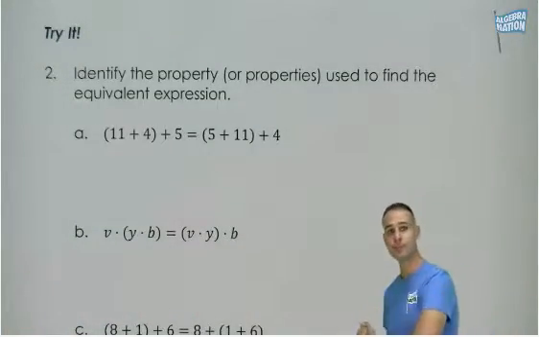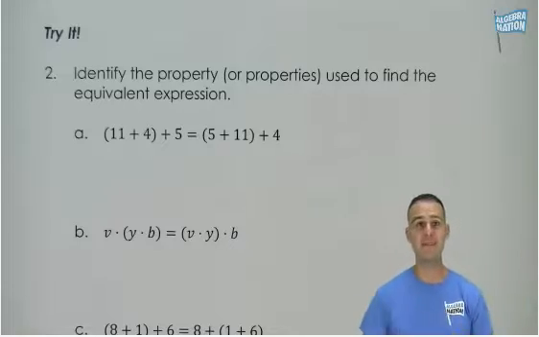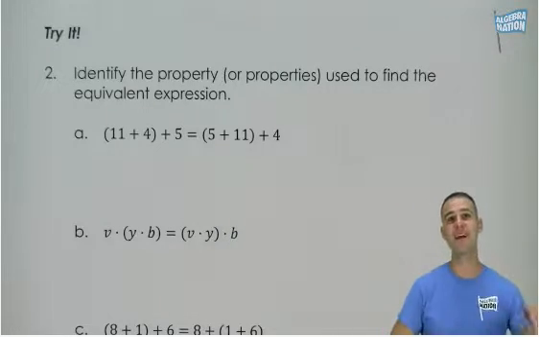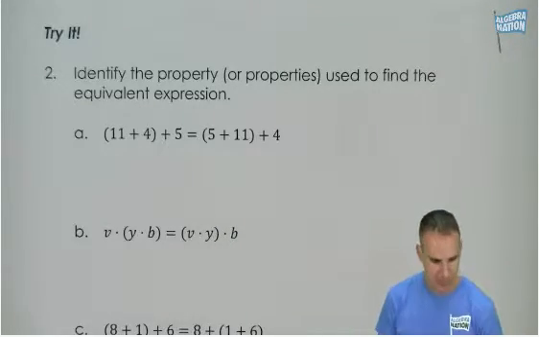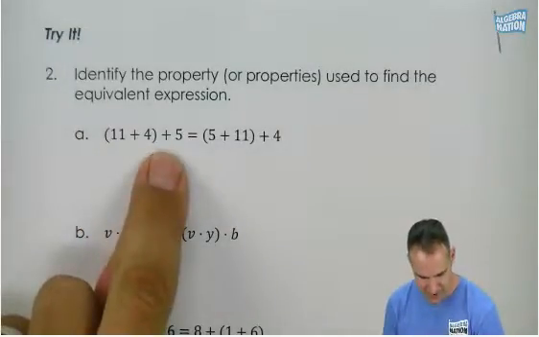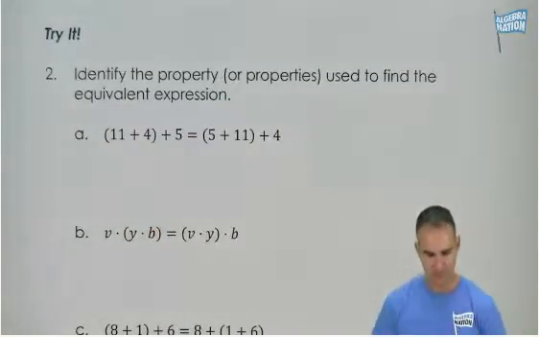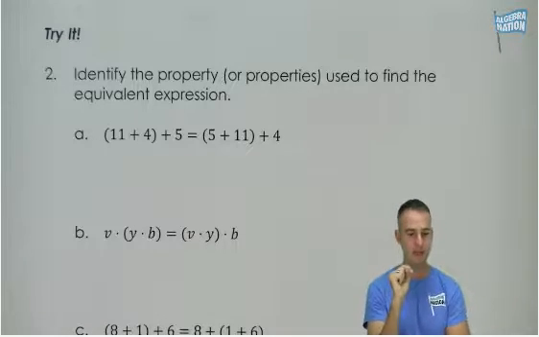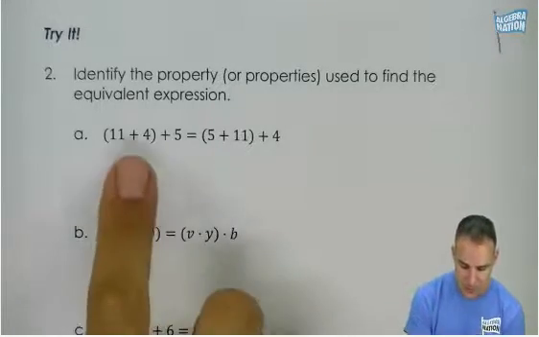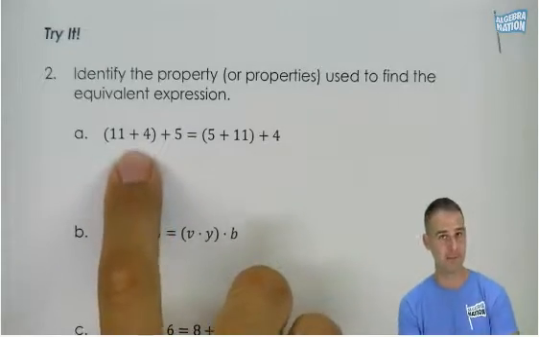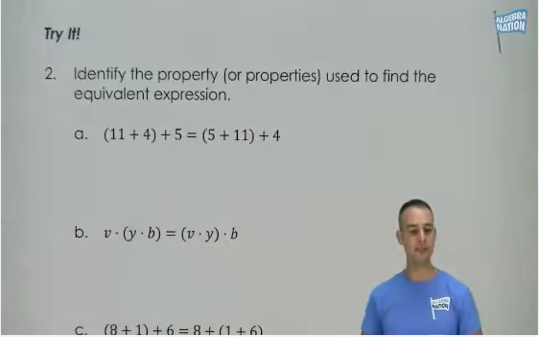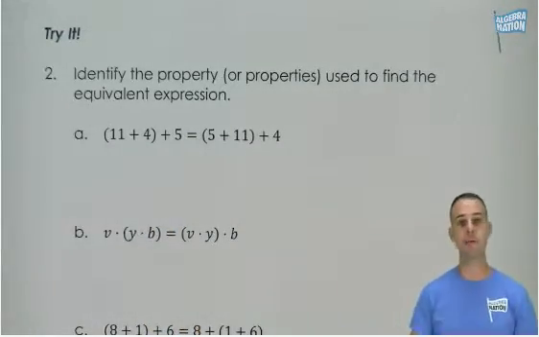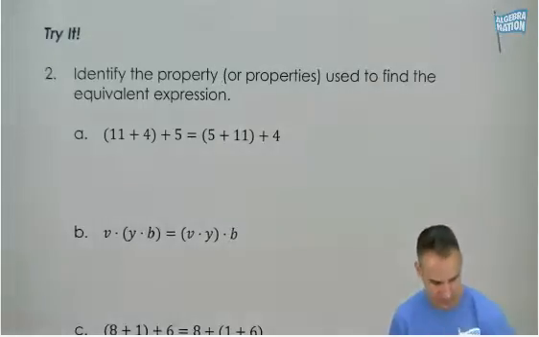So, what did you do? You went ahead and identified the property or properties used to find the equivalent expression. So here we go. 11 plus 4 plus 5 equals 5 plus 11 plus 4. The order changed, so we know there's the commutative property of addition, but also the grouping of the parentheses. Here I have 11 plus 4. Here I have 5 plus 11. So it's the commutative and associative properties of addition.